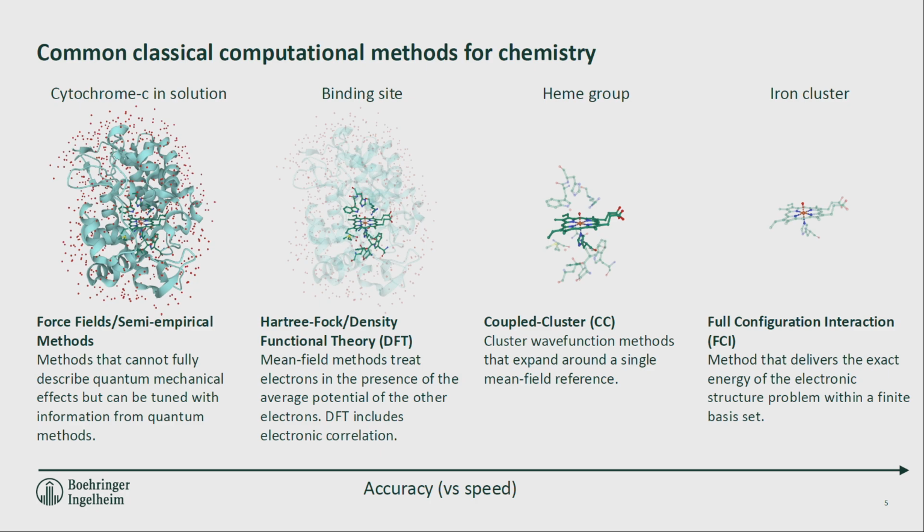And usually the workhorse for all of this is DFT, as most people with a quantum chemistry background know. And then for really precise results, there's also coupled cluster. And then the exact solution can only really be done on a very small part of your molecule, which is called full CI.